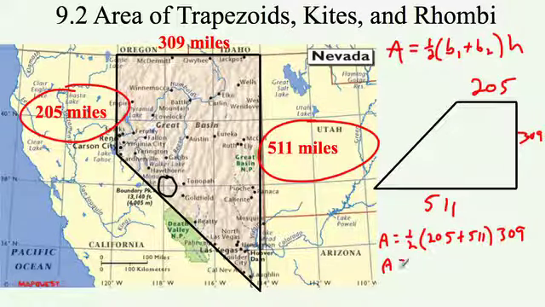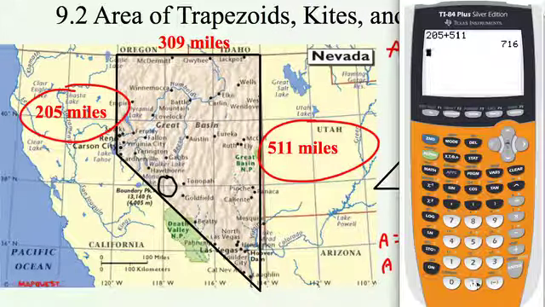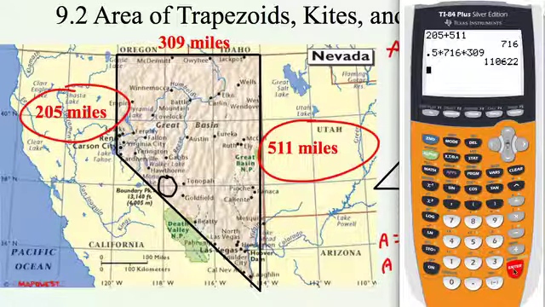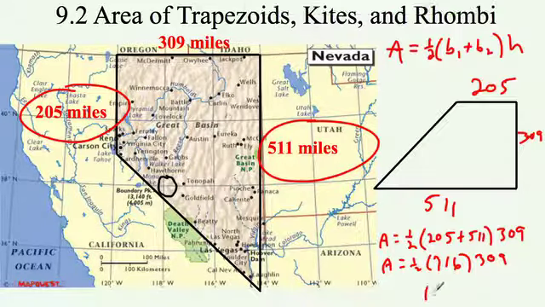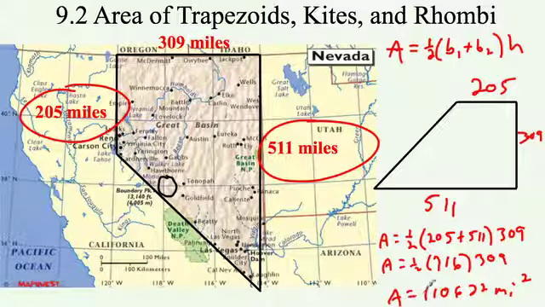And if you want to do it all in one step in the calculator, you can, but this is 716 times 309. Now let's just multiply that all together. We've got 0.5 times 716 times 309. What's that going to give me? The area of Nevada is 110,000 miles. So pretty awesome. So 110, I think it was 622, and this is square miles. So if you're ever curious what the square mileage of Nevada is, now we know.